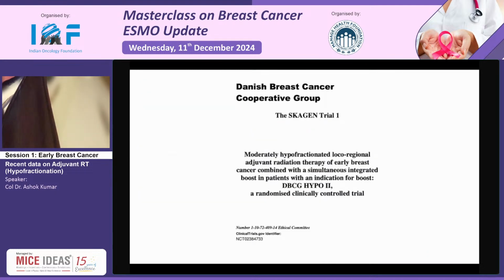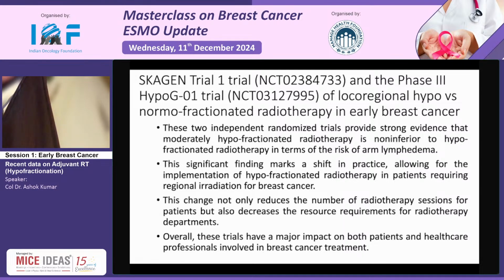There's another trial, SCAGEN-1 trial, which is moderately hypofractionated loco-regional adjuvant radiation therapy for early breast cancer, integrating with the SIB technique. So this trial's results are also going to come out soon. So coming to the conclusion part, I will not take much time.